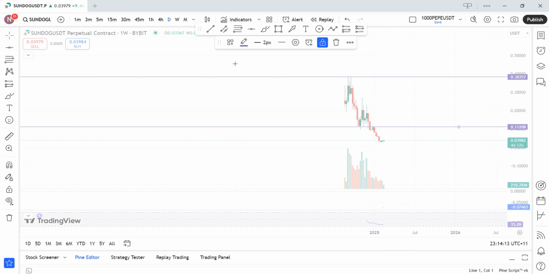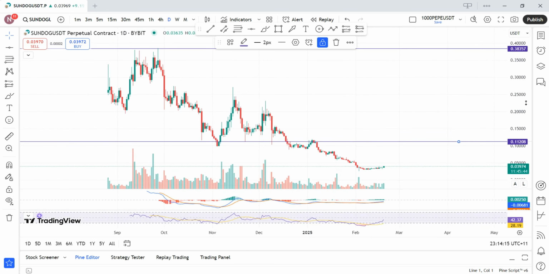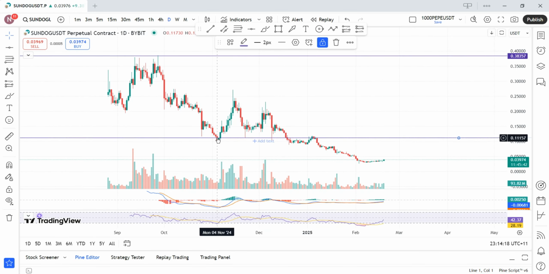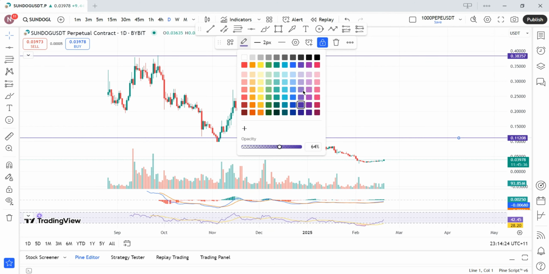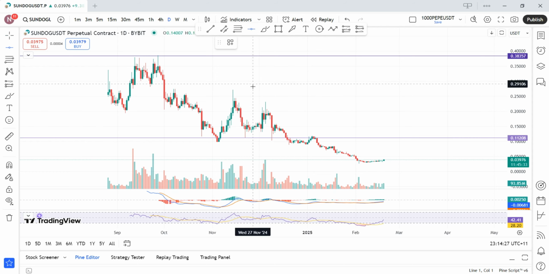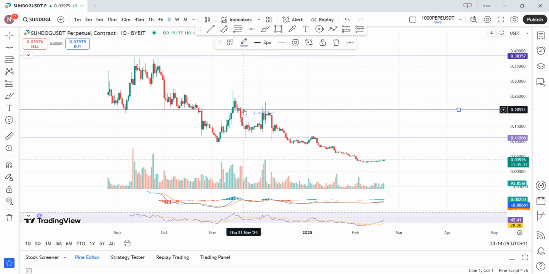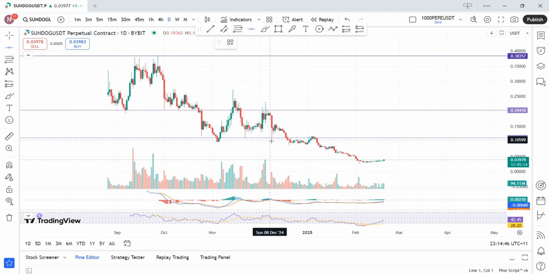Going to go into the day time frame so that I can see a bit better. I'll just put another one here because the price couldn't go down, and also here as well. So here it was a support line, and now this is more like a resistance. And here is another support.